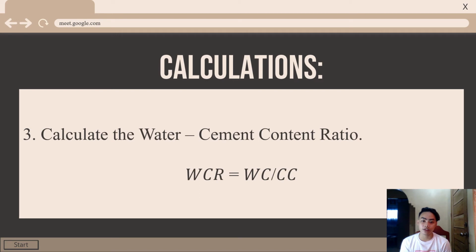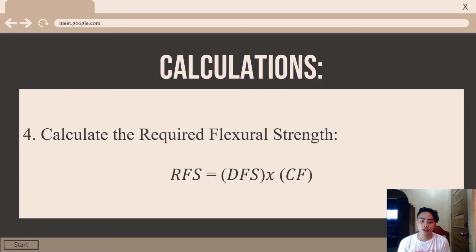So for the water to cement ratio, we just need to divide the water content over the cement content. For calculating the required flexural strength, the required flexural strength is equal to the dimension of the specimen multiplied by the correlation factor.